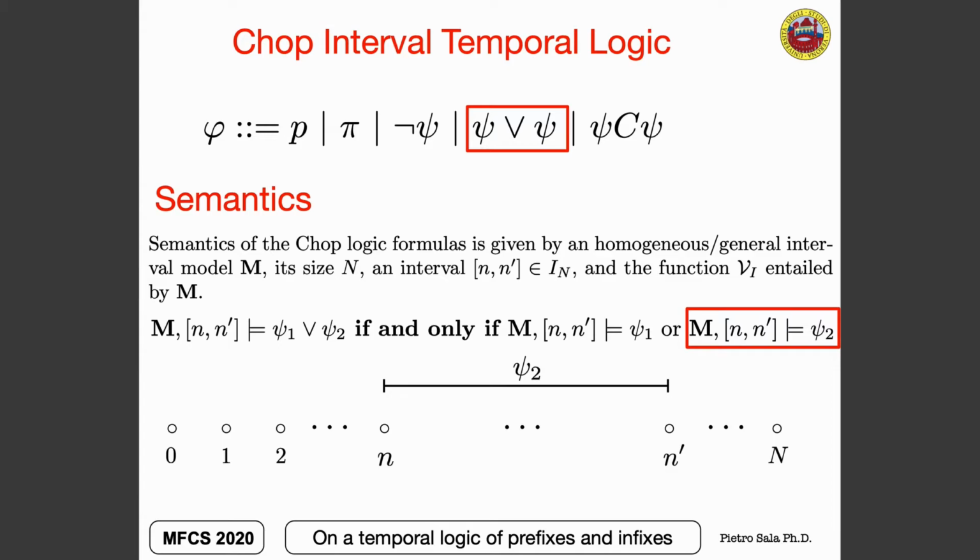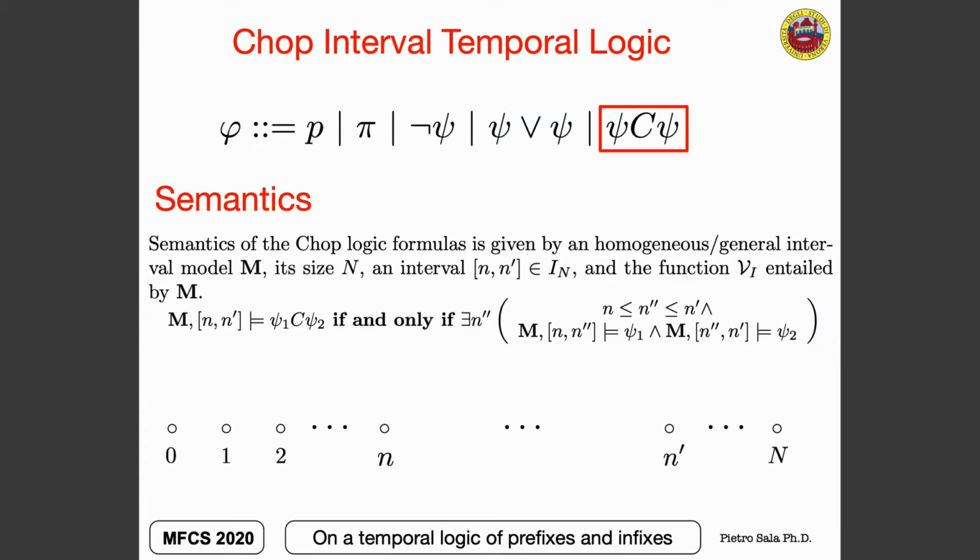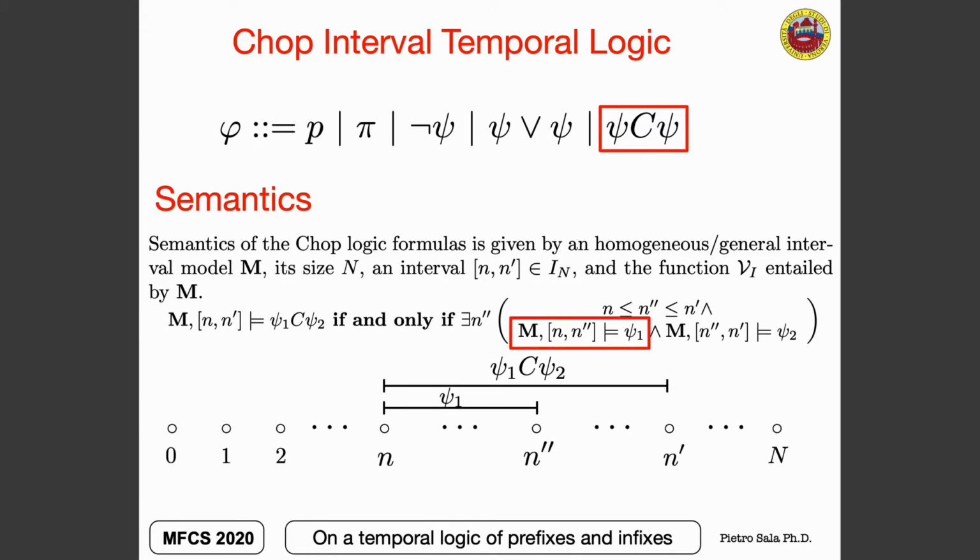The disjunction: a formula psi1 or psi2 holds over an interval if psi1 holds over such interval, or psi2 holds over such interval. And finally, the modal operator CHOP says that a formula psi1 chop psi2 holds over an interval if there exists a way to split, you have to find a point between the 2 points of the interval, for which the formula psi1 holds on the first part of the interval, and psi2 holds on the second part of the interval. So you have to find a point n second for which psi1 holds over n, n second, and psi2 holds over n second, n prime.